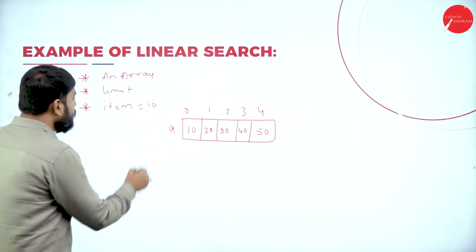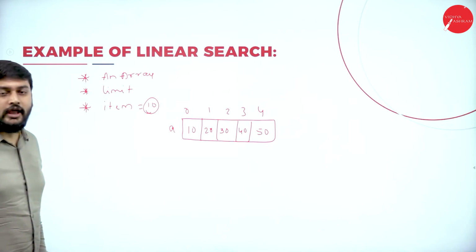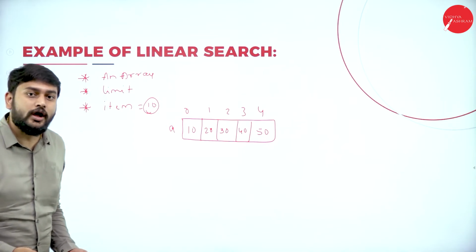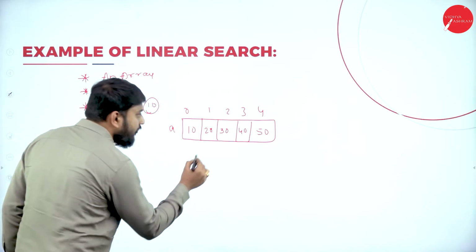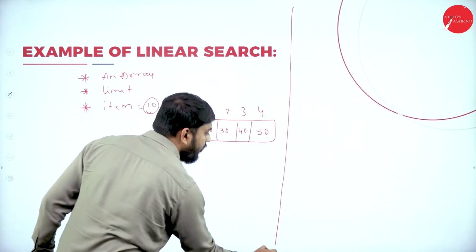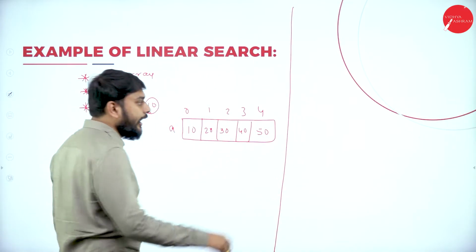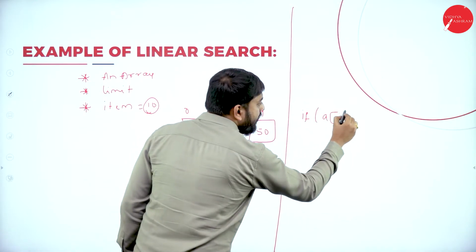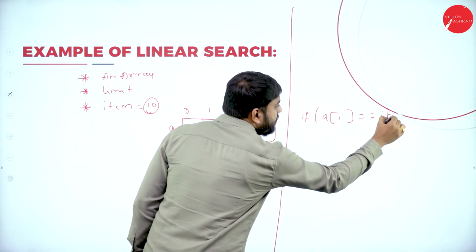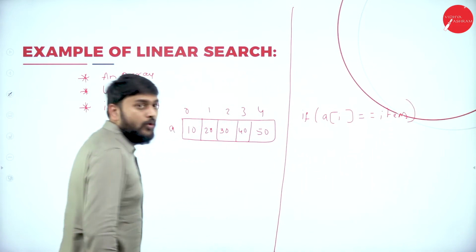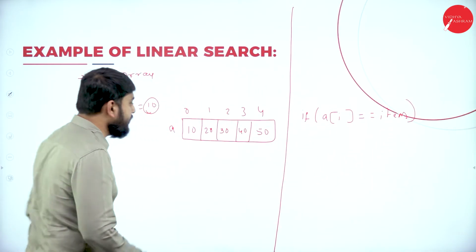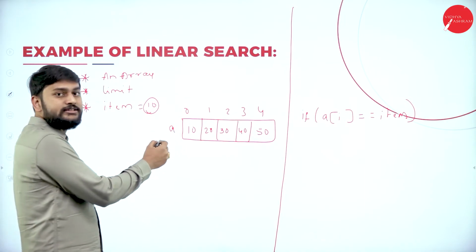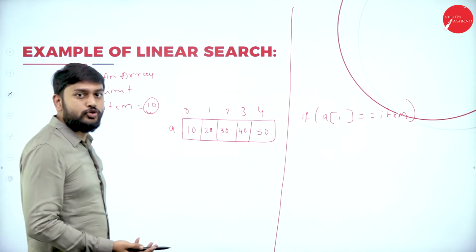Now, I need to search for this item. What do I do now? So I need to search if, let me just write it here. So what should be the condition I have to write? So if A of I is equal to item. Sir, what is the meaning of it? What is this? I have written A of I. A of I in the sense, A in the sense array. I in the sense what? So I don't know, sir.